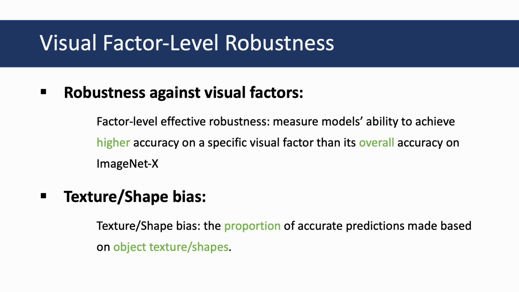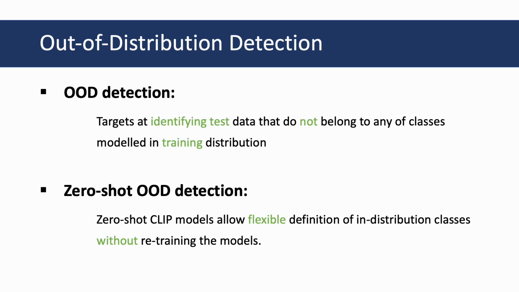It measures models' ability to achieve higher accuracy on a specific visual factor than its overall accuracy on the whole ImageNet-X. And texture shape bias means the proportion of accurate predictions made based on the object texture or shapes. For out-of-distribution detection, this task targets identifying test data that do not belong to any of the classes modeled in the training distribution.